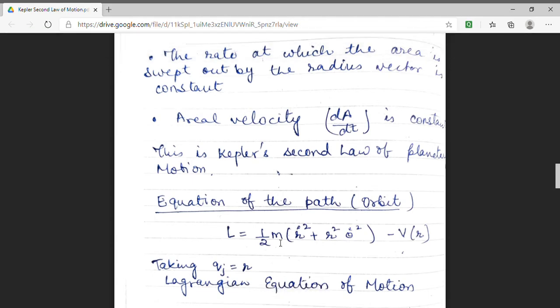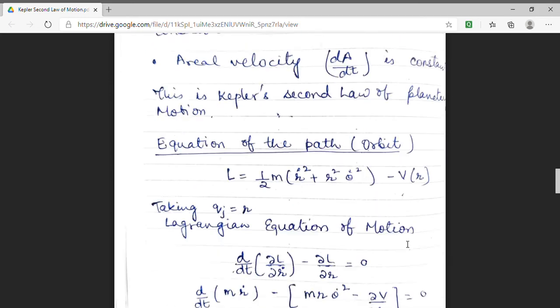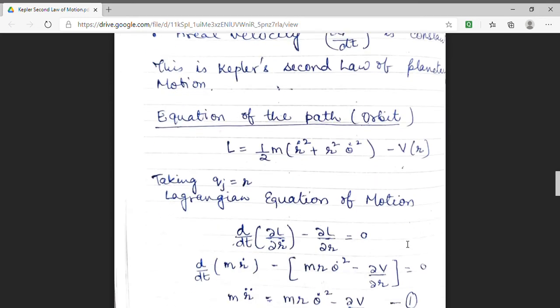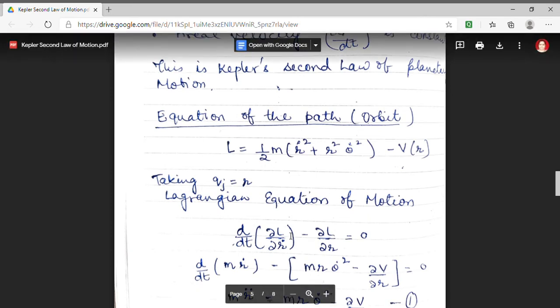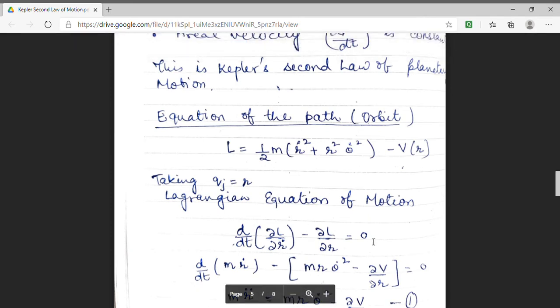We'll solve the Lagrangian equation of motion by taking the generalized coordinate as r. The Lagrangian of the system is L = ½ m (ṙ² + r² θ̇²) − V(r). Now choosing the generalized coordinate as r, the Lagrangian equation of motion is d/dt (∂L/∂ṙ) − ∂L/∂r = 0.